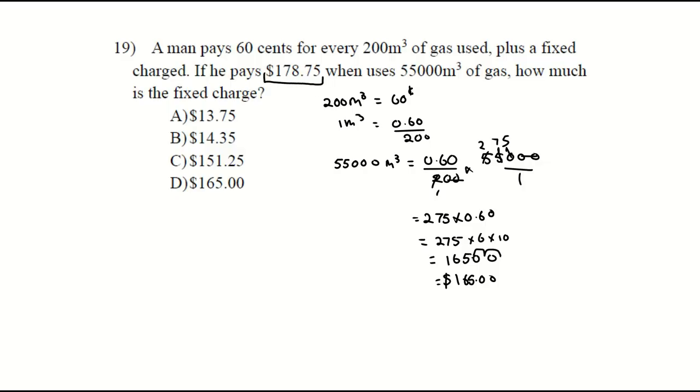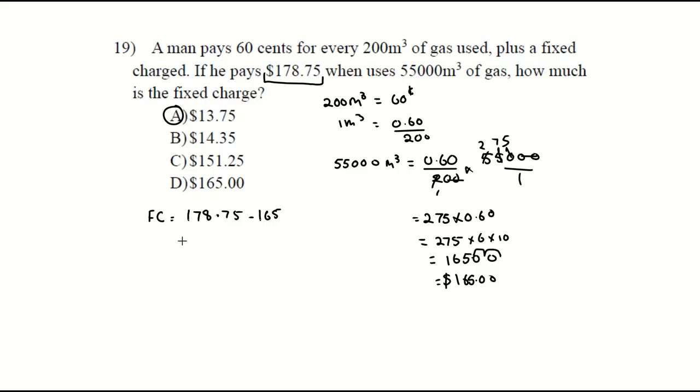Right? Now, we have a fixed charge. It actually cost him a larger amount, so his fixed charge would be the actual amount he paid minus the cost of the 55,000 meter cube of gas. So it would be $178.75 minus 165, and yep, the answer is $13.75.